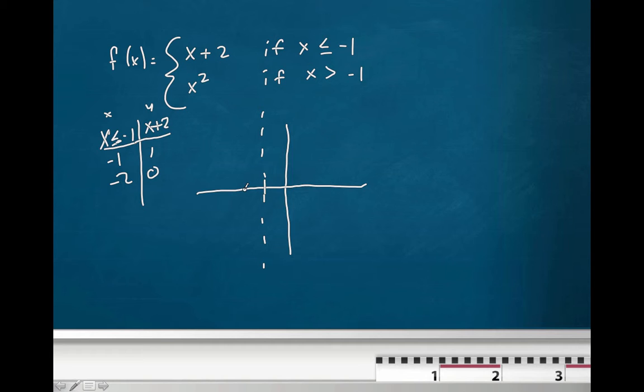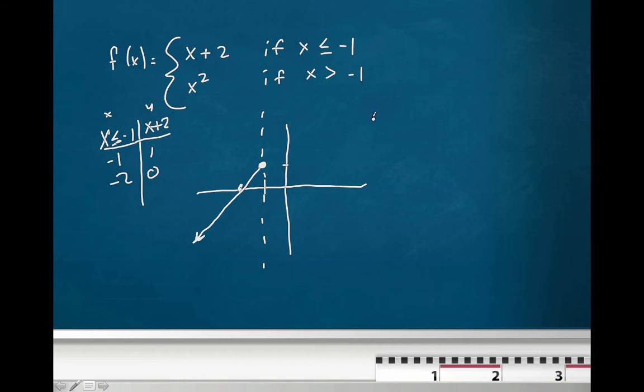So we would have a dot at minus 1, 1, and a dot at minus 2, 0. And this line makes sense because what's described here, if we were to define the function this way over the whole domain, is that we would have a line that would hit the y-axis at positive 2. But it does stop here, and by the way, that would be a filled-in dot because we are including negative 1 in this part of the domain.